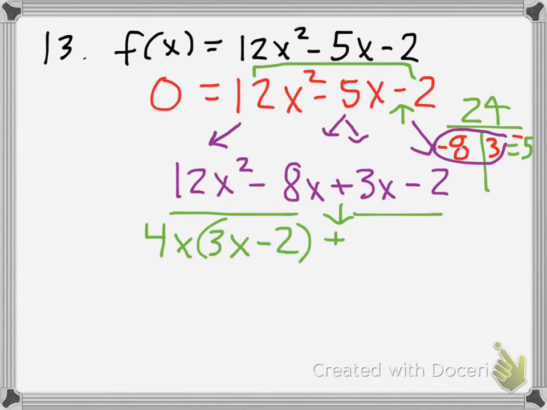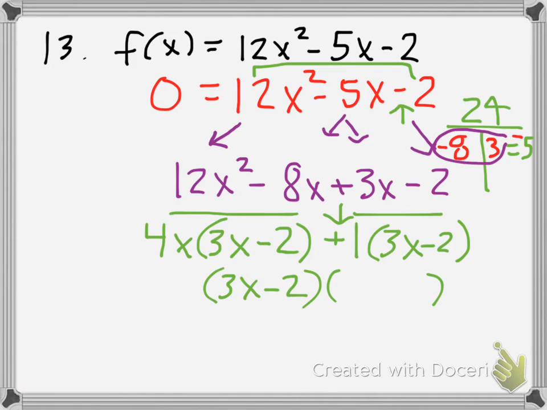For my next group, there's no number that they have in common, so I'm just going to pull out a 1. And remember, your parentheses always has to match. So if the first one was 3x minus 2, the second one has to be 3x minus 2. From here, we could write our 2 factors. One of them is the matching parentheses, the 3x minus 2. It doesn't matter which one you fill it in. And the other factor comes from what's on the outside, the greatest common factor, which is 4x plus 1.